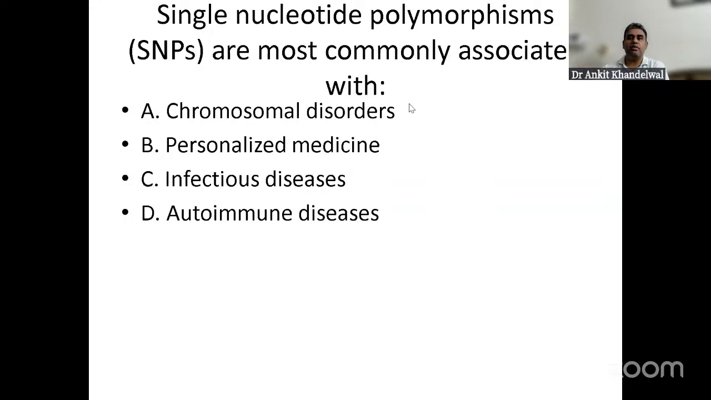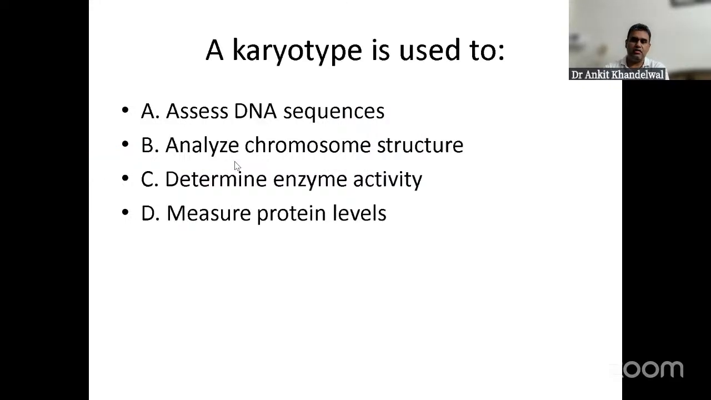Single nucleotide polymorphisms, known as SNPs, are most commonly associated with what? You might not be very comfortable with this question, but you should remember it at least for the time being. Details will be discussed later on. They are related to personalized medicine. There is also medicine related to genetics known as pharmacogenomics. So SNP technology is used mainly by pharma industries related to genetics, pharmacogenomics. Remember this.